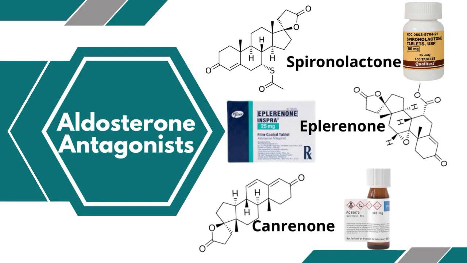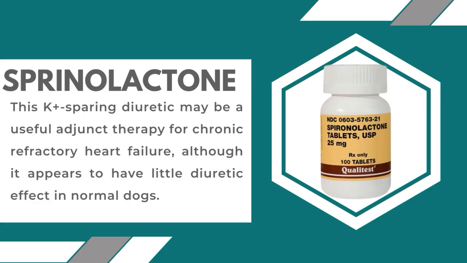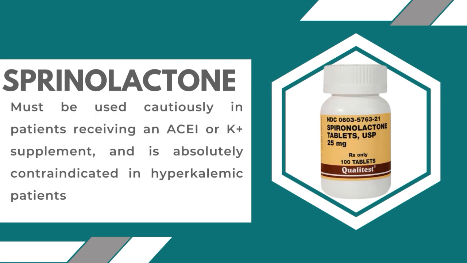Examples of aldosterone antagonists are spironolactone, eplerenone, and canrenone. Spironolactone is a potassium-sparing diuretic that can be used as an adjunct therapy for chronic refractory heart failure, although it appears to have little diuretic effect in normal dogs. It must be used cautiously in patients receiving an ACEI or potassium supplement and is absolutely contraindicated in hyperkalemic patients.